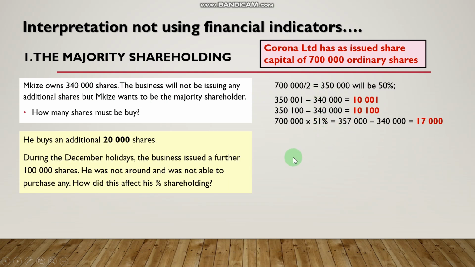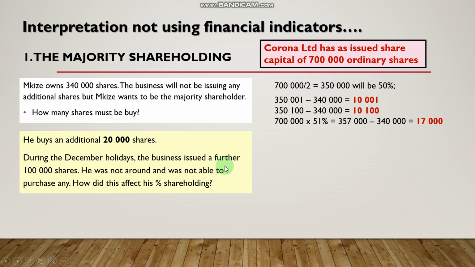By extending this scenario, he buys an additional 20,000 shares. We said, okay, he needed 10 more, but he bought 20,000, so he feels good. He's now a majority shareholder. During the December holidays, the business issued a further 100,000 shares. He was not around, and he was not able to purchase any of those. From that 100,000, he was not able to buy any more. How did this affect his percentage shareholding?